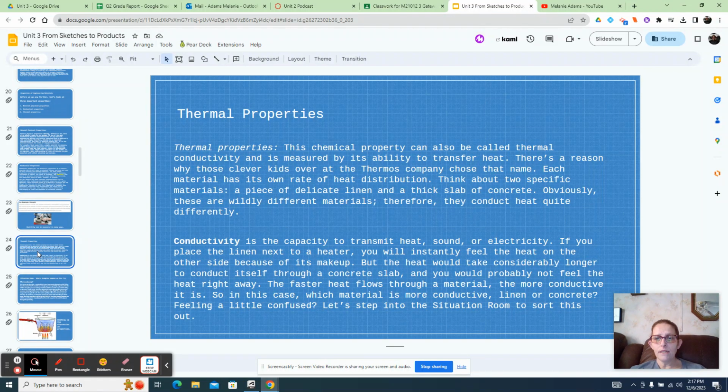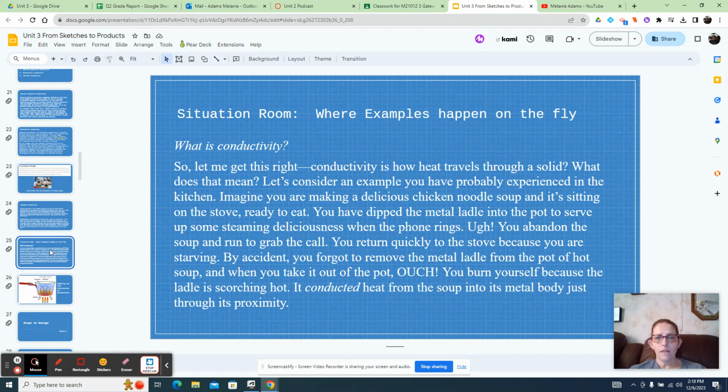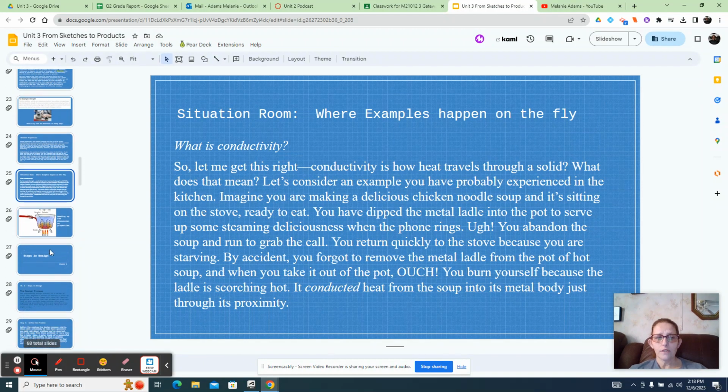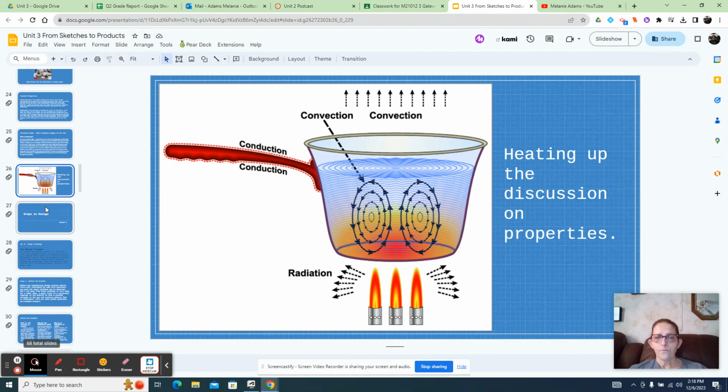Then you have thermal properties. Thermal conductivity is the transfer of heat. Okay, so like a thermos company chose this as part of their criteria, that they needed to really check on thermal conductivity to make sure that their stuff worked well. And then situation room, what is conductivity? So here's an example of how they tested it and what they needed to do to figure things out. All right, here's an example of what thermal conductivity is and does.